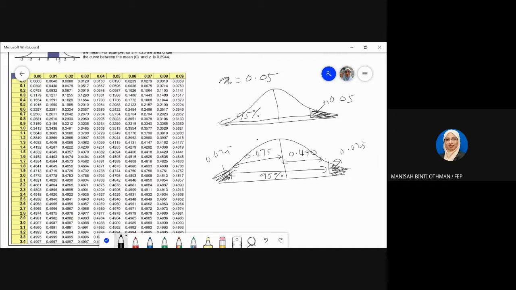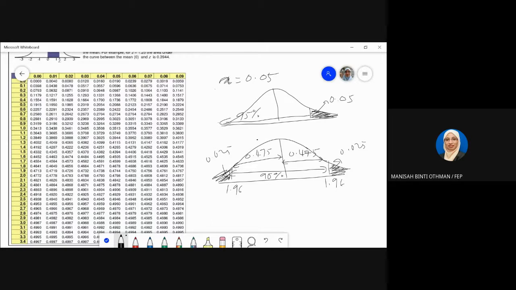If you refer to the Z values I gave you for 95%, 90%, 98%, for a 95% confidence level you will get 1.96. How do you get 1.96? It's actually based on this value, 0.475. Because it's in the middle, 95 divided by 2 gives 0.475.